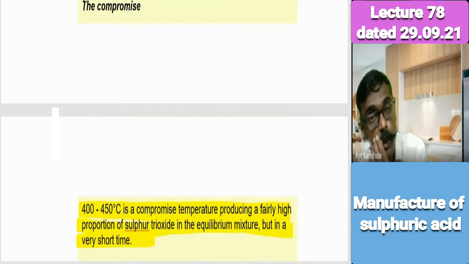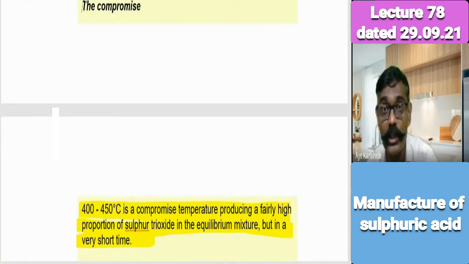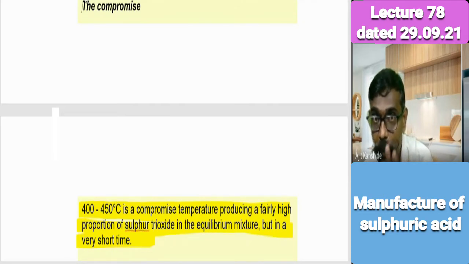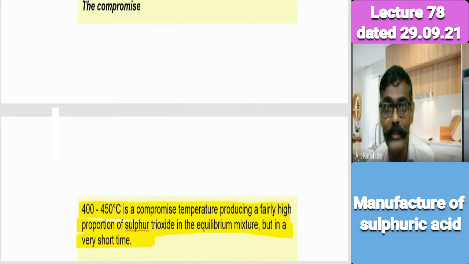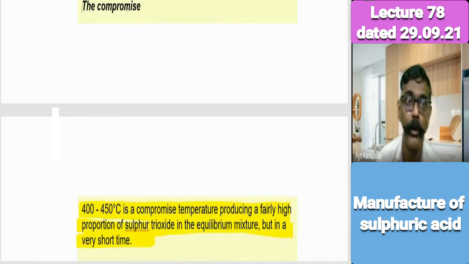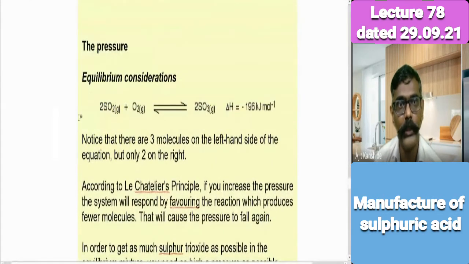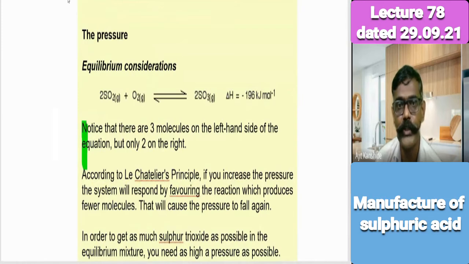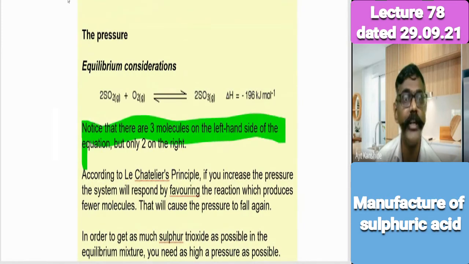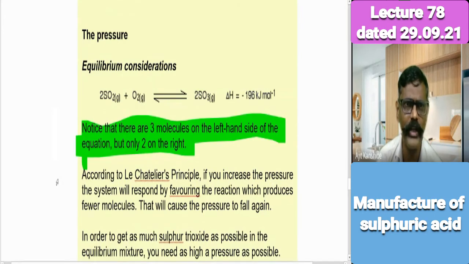The reaction wants low temperature because it is exothermic, but if we decrease the temperature, the collisions will be fewer. As per collision theory, the reaction will go to a lesser extent. So there should be a compromise among them, and that compromise is 400 to 450 degrees Celsius, and another compromise from the economic point of view, which I discussed with you. Now the next point, about the pressure. If you notice, there are 3 molecules of reactants and only 2 on the right side. Whatever I discussed, that is the same; I am just going fast.